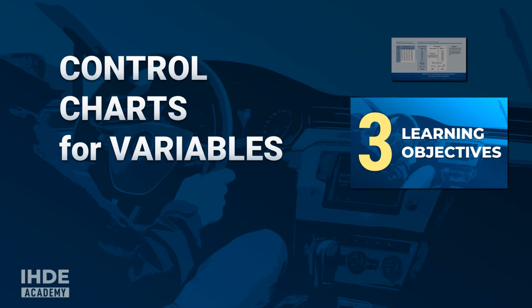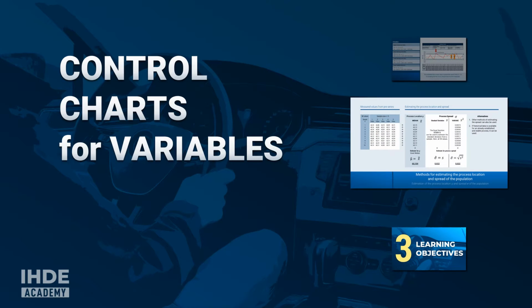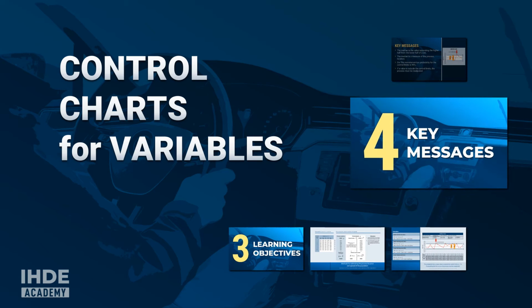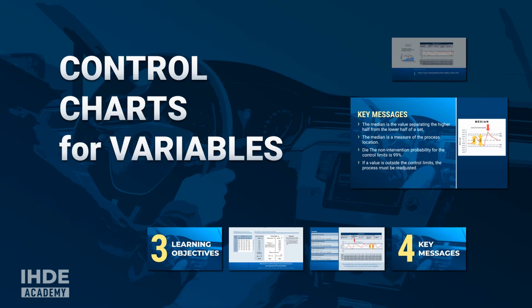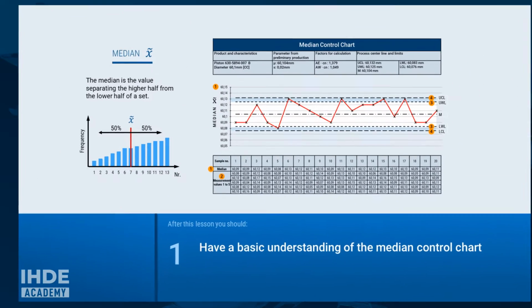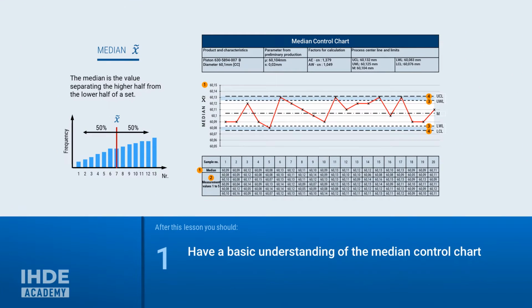The process location is an important parameter that should be monitored. In this lesson, you will learn how to create a control chart for the process location parameter median. And hello again to this lesson, which essentially has 3 learning objectives.